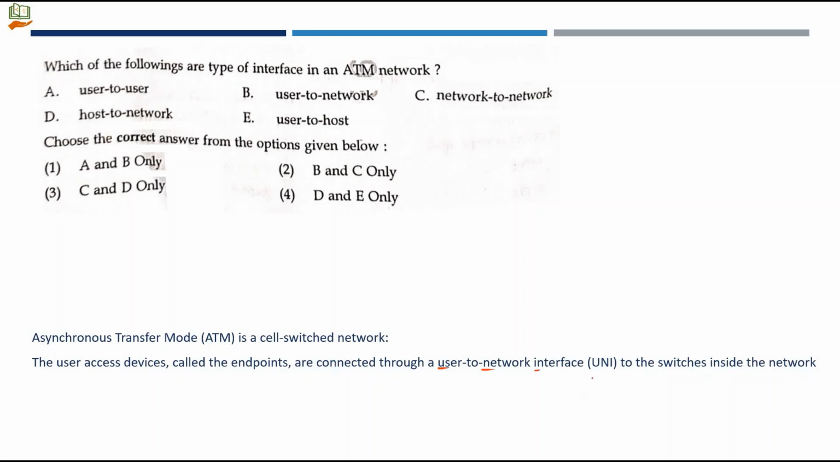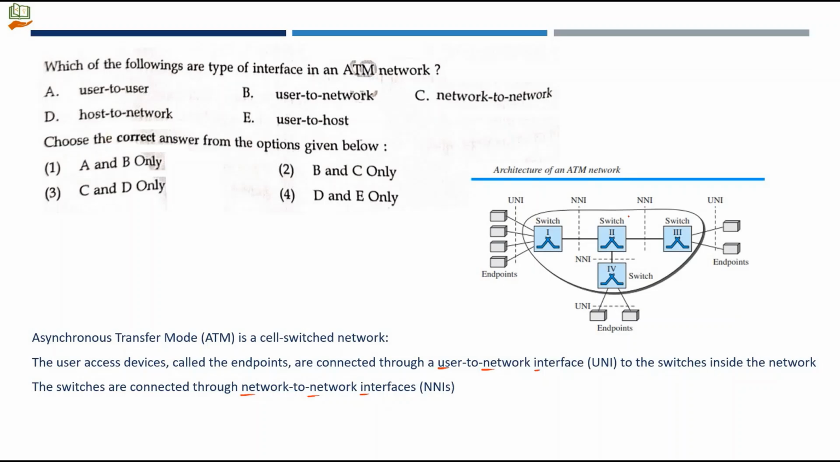So here we get an idea about one interface. The switches are connected through network to network interfaces, that is N and I. This is the architecture of an ATM network. Here you have the endpoints and here you have the switch. In between you can find the user to network interface called UNI. Similarly, here also you have UNI. The switches are connected through an interface called network to network interface. That's why you can see NNI here.